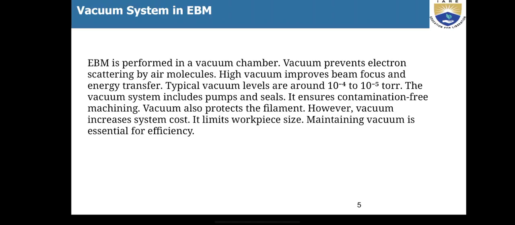The vacuum system includes pumps and seals. It ensures contamination free machining. Vacuum also protects the filament. However, vacuum increases system cost. It limits workpiece size. Maintaining vacuum is essential for efficiency.